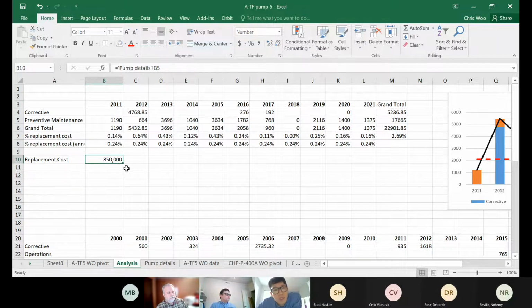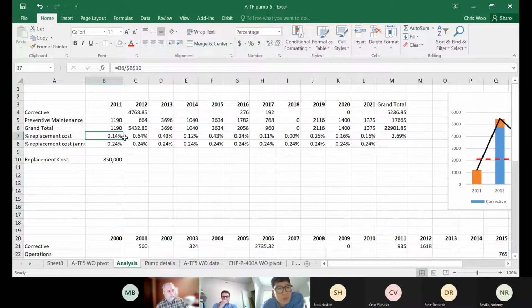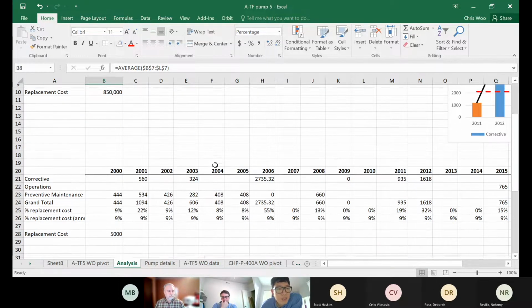But anyhow, for this pump, I was able to retrieve values from 2011 to 2021, which is better than the overall pump analysis. Essentially, I did the same sort of comparison. I added all the work order cost for each year, and I just compared that with the replacement cost. It's not too different from what I did for the overall pump station analysis.